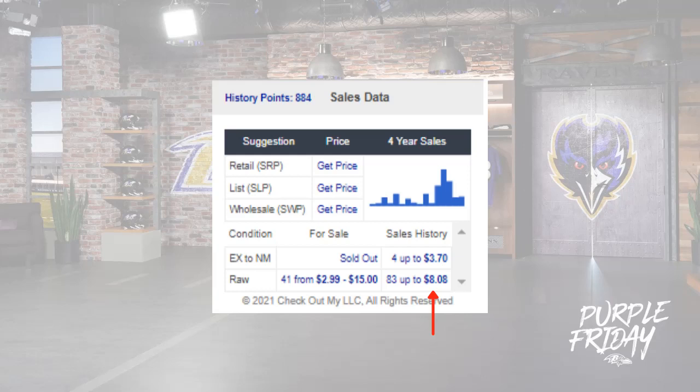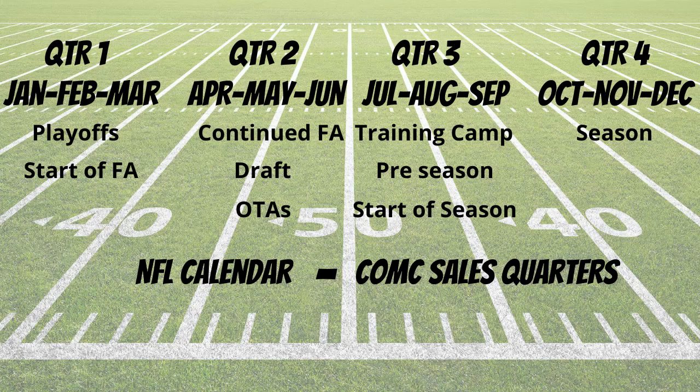Being that COMC breaks down sales by quarters rather than monthly or daily, it can be a little tricky to figure out at first. So I've broken it down and overlaid it over the expected NFL events over the year. So we see here the quarters can be associated with different events during the NFL calendar year. We can then use that to determine what events spike the card sales. Most cards you will see have an expected big spike in the third quarter, which coincides with the start of the NFL season.